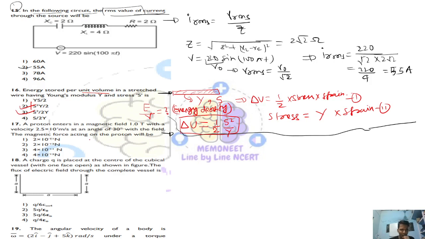Okay. A proton enters a magnetic field. The value of the magnetic field is given to be 1 Tesla, with a velocity of the proton given to be 2.5 into 10 to the power 7 meter per second. Theta is given to be 30 degree. The magnetic force, just a formula based question.